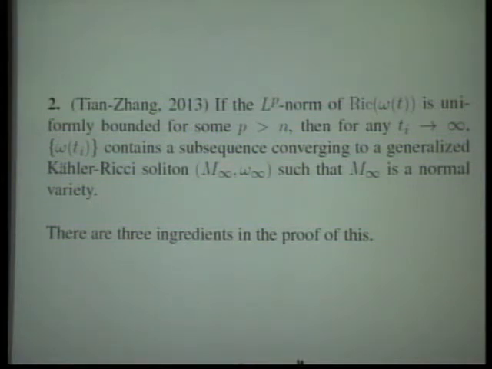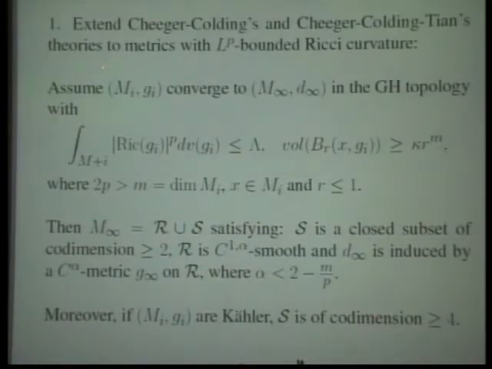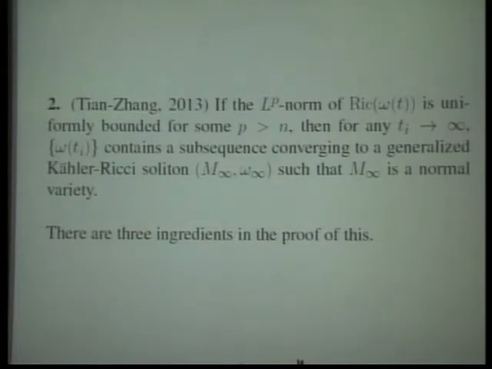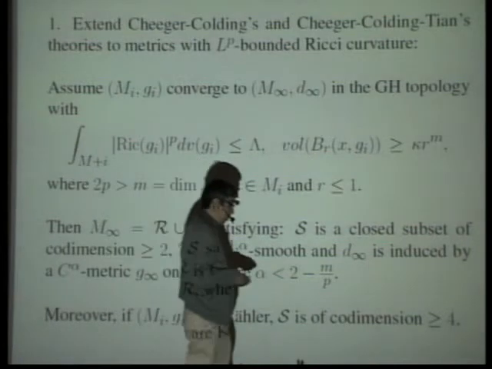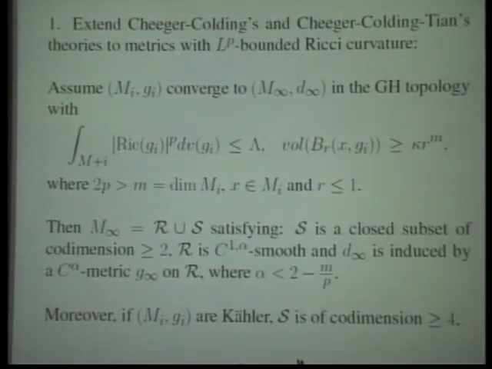So extension of, maybe I do that later. So basically in this proof, there are three ingredients. One is to extend the Cheeger-Colding theory, and what I did with Colding, to metrics with L^p bounded Ricci curvature. But direct generalization may not be true because the Bishop-Gromov volume comparison theorem is not quite sufficient in this L^p sense. Okay, and here I should also say that in this extension, we also used some results of Peter Petersen and Guofang Wang.